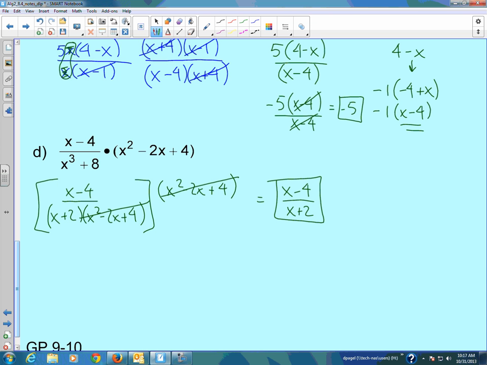So beware of some difference of cubes. We're going to see a little bit of everything that we've been working with when we were doing our review chapter at the very beginning.